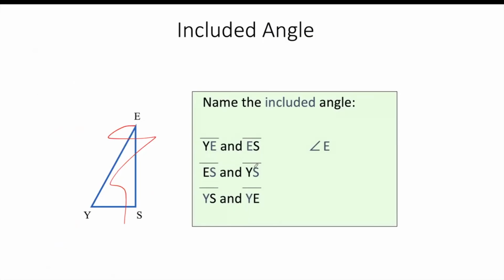Here, the S repeats, SS. So in the second one, S is the included angle. And you could even tell, like ES and YS. So ES is here, YS is here. So the two sides meet right here. So this angle would be the in-between, the included angle. And here, the Y repeats, so angle Y. So diagram or not, you can just look at the names of the sides. The in-between angle will be whatever letter repeats in both of the side names.